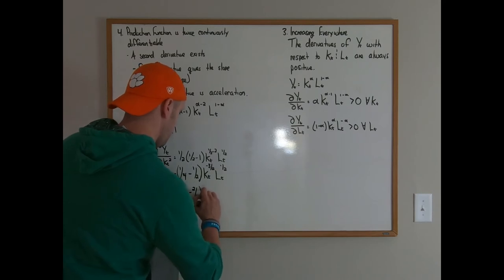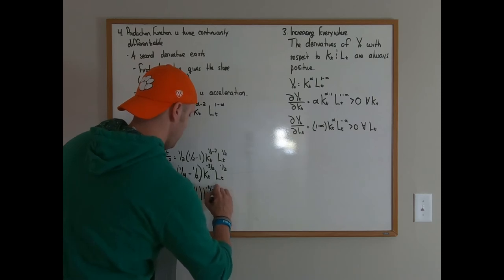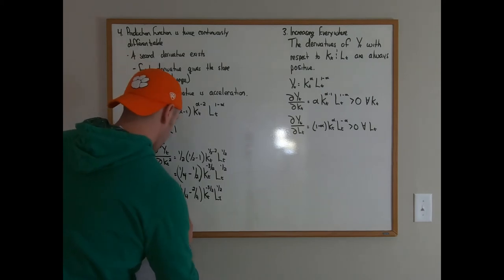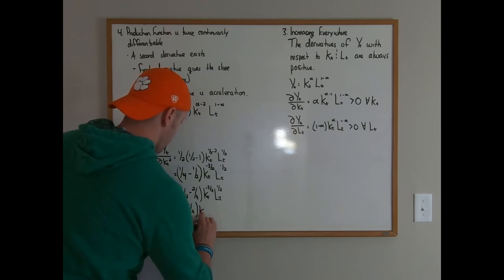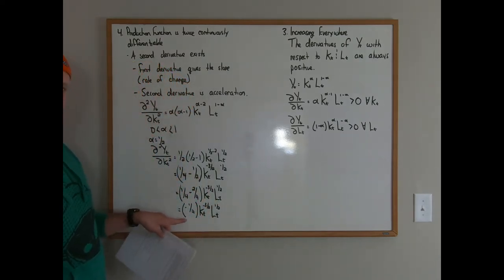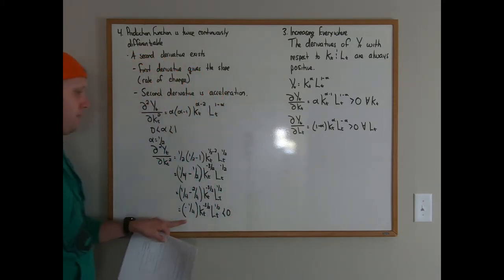1/4 minus 2/4 times Kt to the negative 3 over 2 times Lt to the 1 over 2. Now I got 1/4 minus 2/4. What does this come out to? Well, 1/4 minus 2/4 is negative 1/4. Oh, wow. Okay. That means that thing is negative. So the second derivative of the production function with respect to capital is negative.